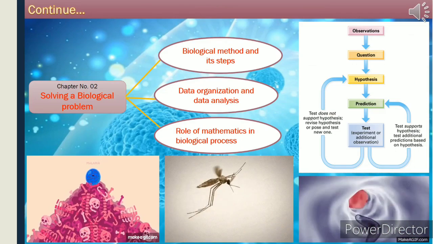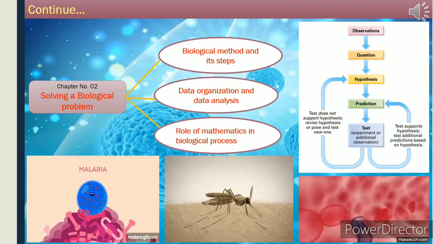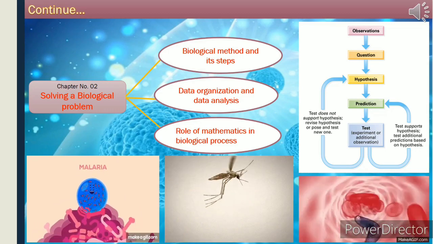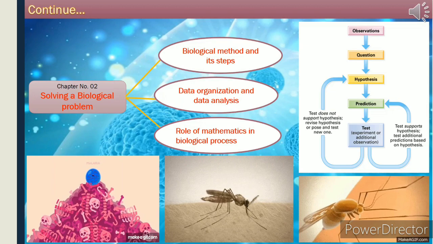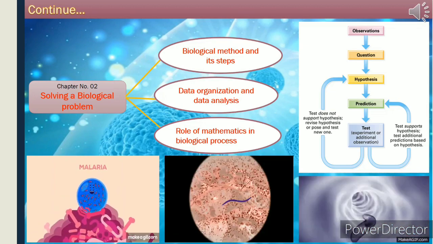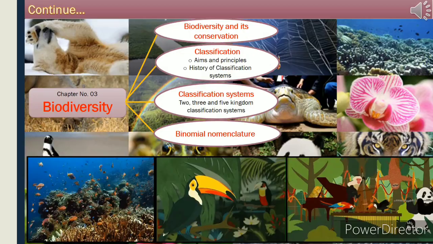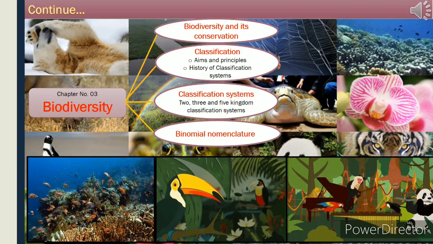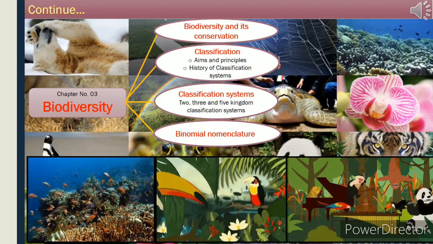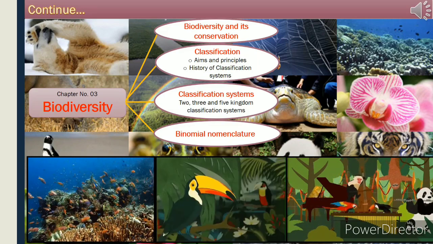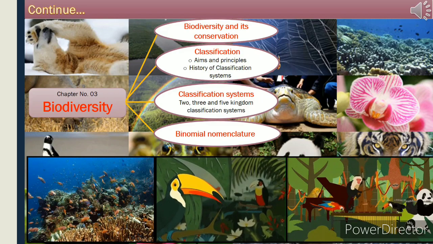Chapter number 2 is solving a biological problem. In this chapter, we will discuss the biological method and its steps, data organization and data analysis, and the role of mathematics in biological process. Chapter number 3 is biodiversity. In this chapter, we will discuss biodiversity and its conservation, classification.